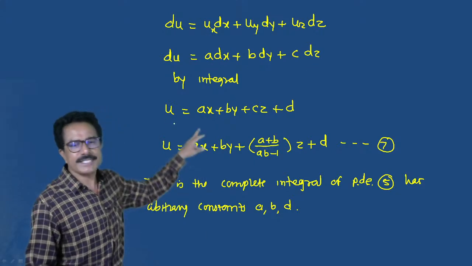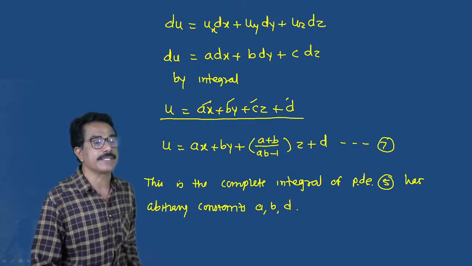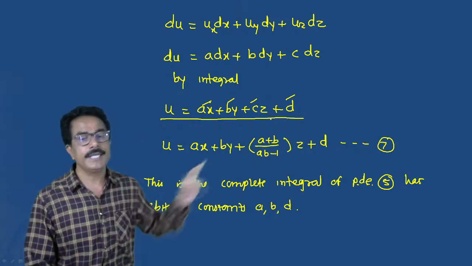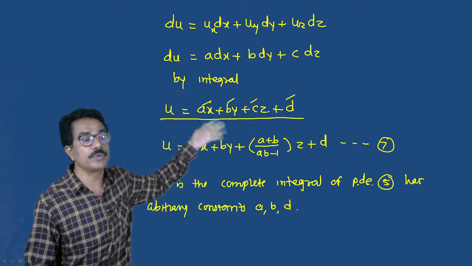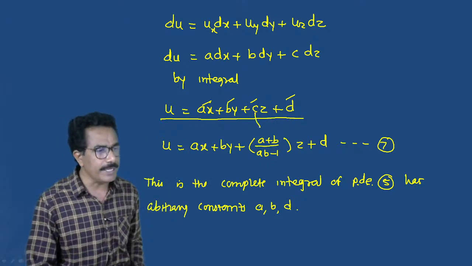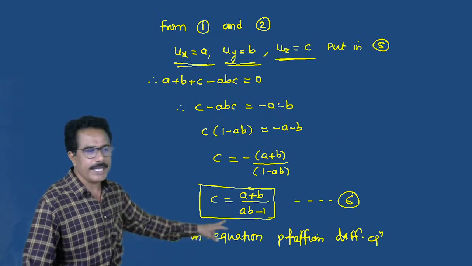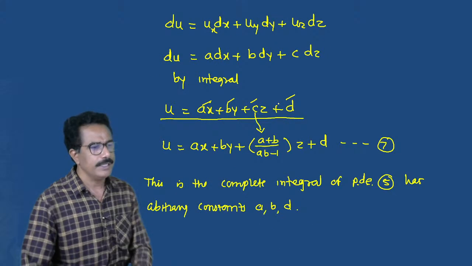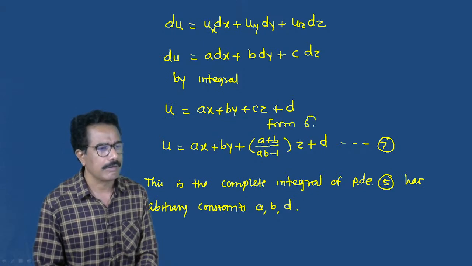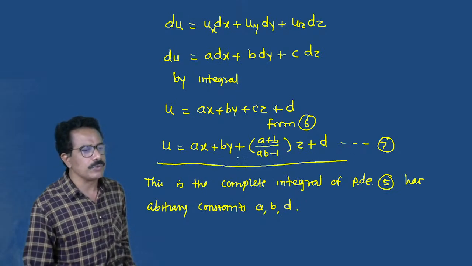But we can't say this is a complete solution because it includes 4 arbitrary constants. But in the given problem there are only 3 independent variables. Here are 4 arbitrary constants. So to convert this into the complete solution we need 3 arbitrary constants. So replace the value of c. c म्हणजे किती आहे? a plus b divided by ab minus 1. So replace the value of c from 6. From 6 c ची व्हॅल्यू रिप्लेस करा. So this is the required solution.